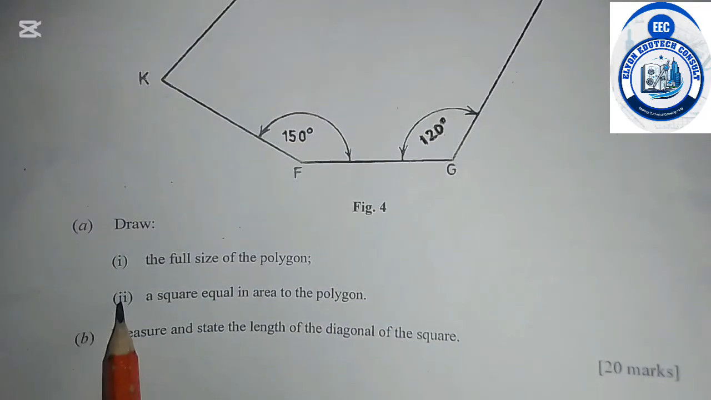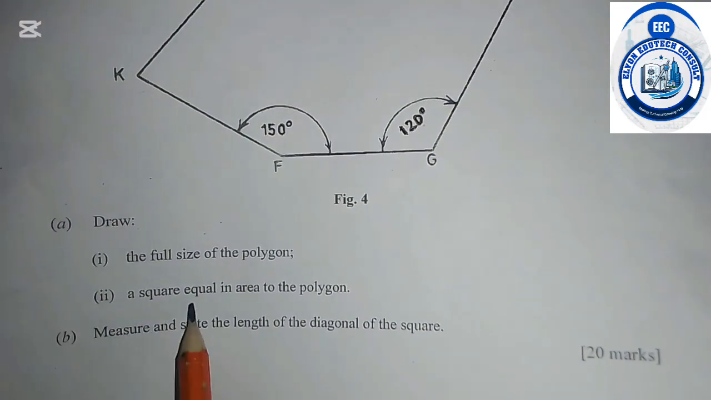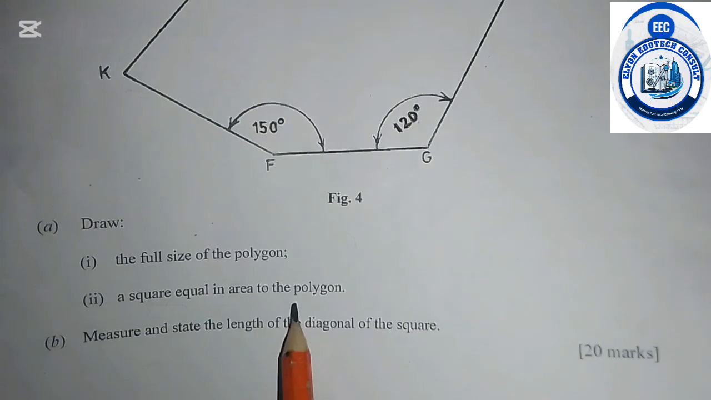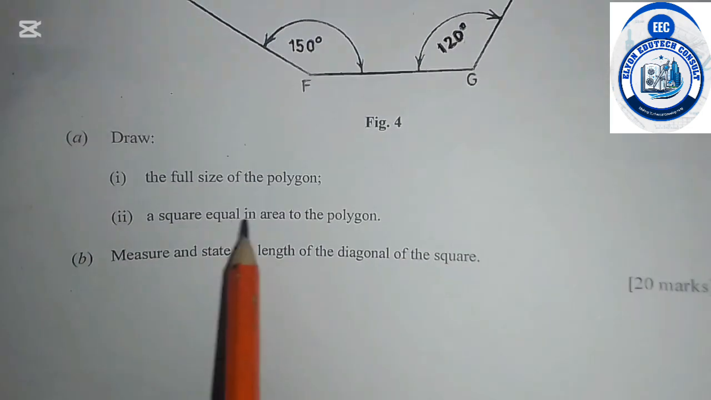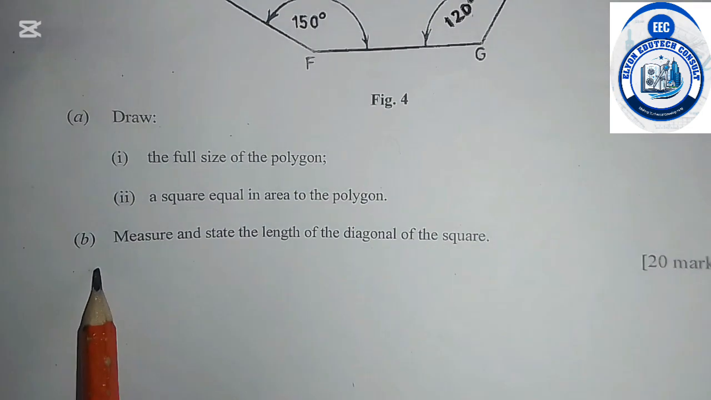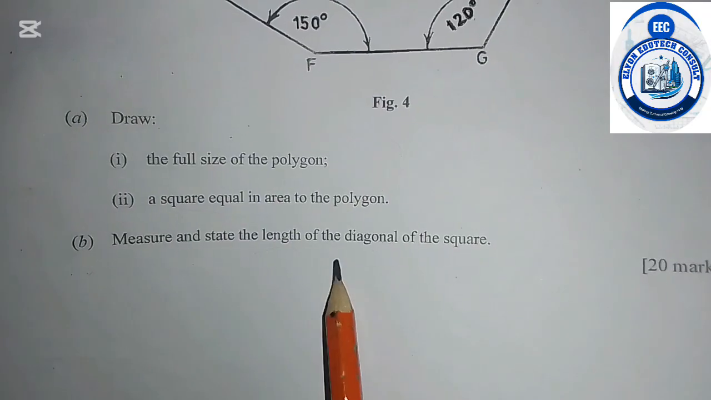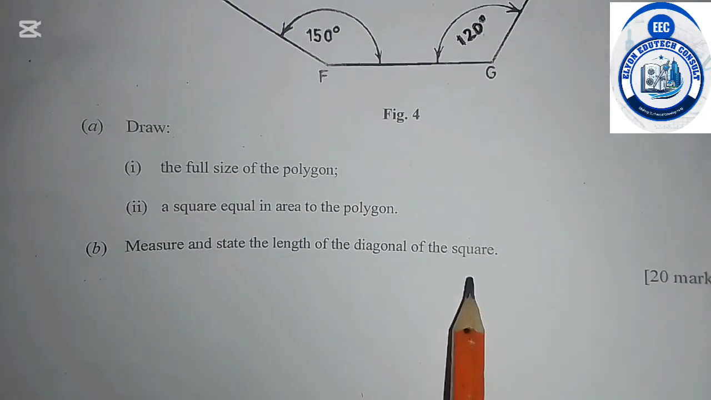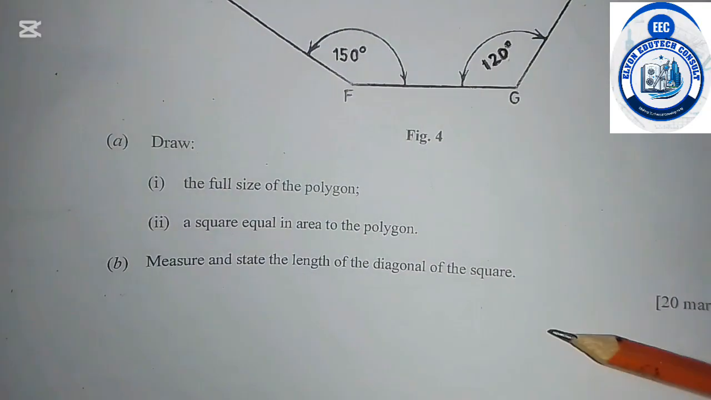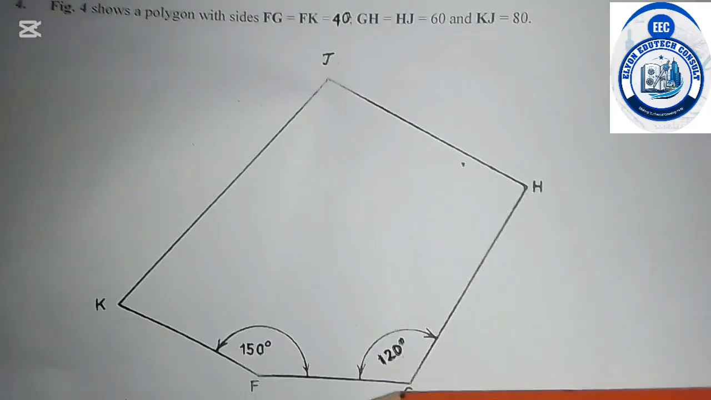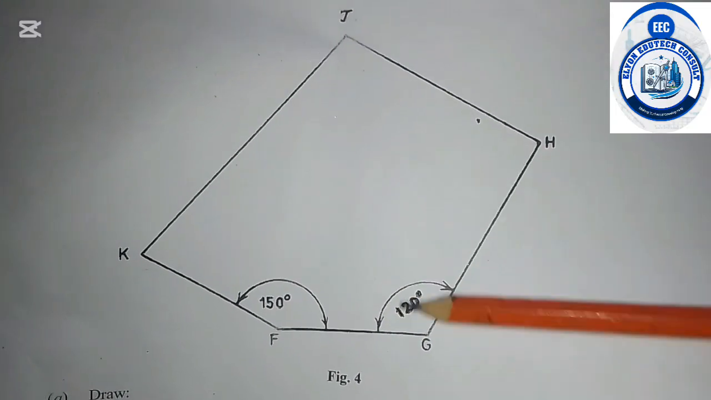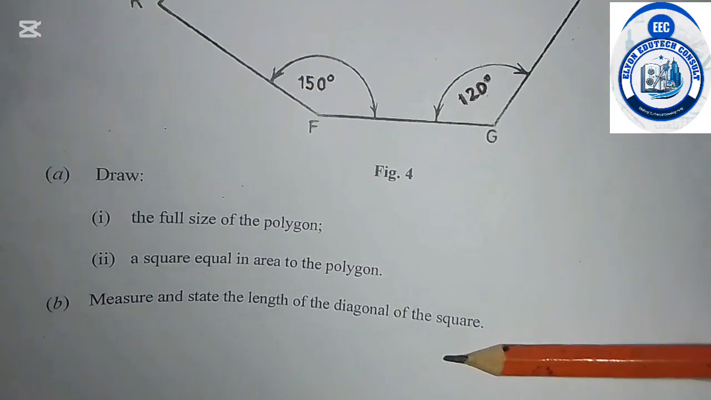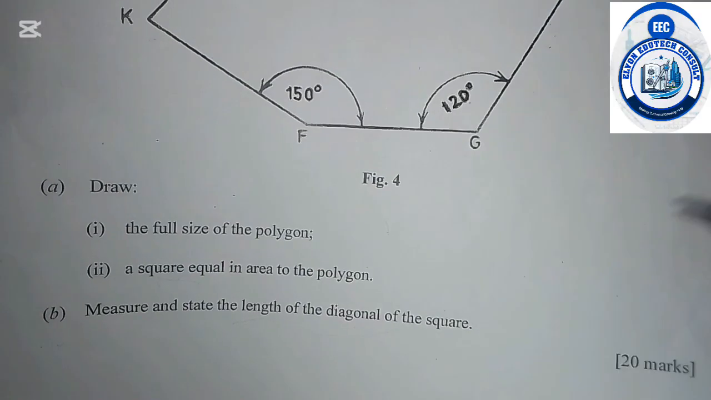Then question 2 says we should draw a square equal in area to the polygon. Then when we are done with that, we move to B: measure and state the length of the diagonal of the square. After we've drawn the square that is equal in area to this irregular polygon, the pentagon, we are to measure out the diagonal of the square.